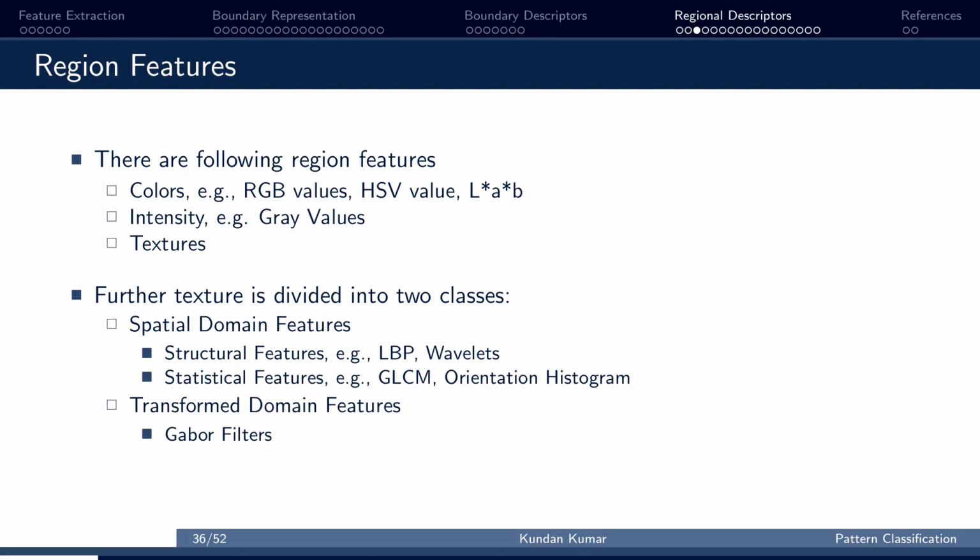We can have other color features, like RGB values, HSV values, and LAB values. These are basically the different color domains. That means whatever color image we have, we can convert it to another domain so that certain features will be highlighted which are not highlighted in RGB. They will be highlighted in the other color domain.